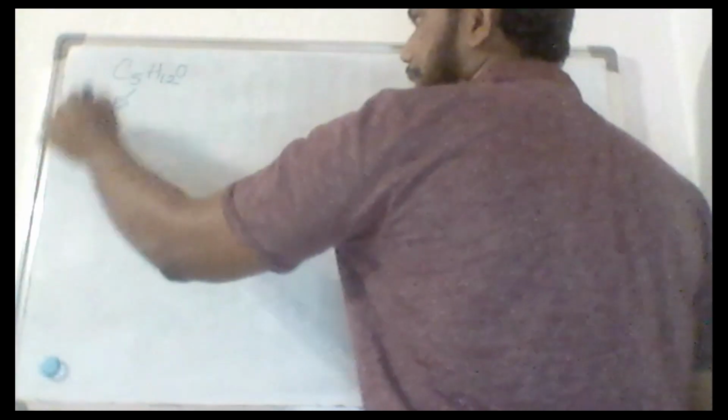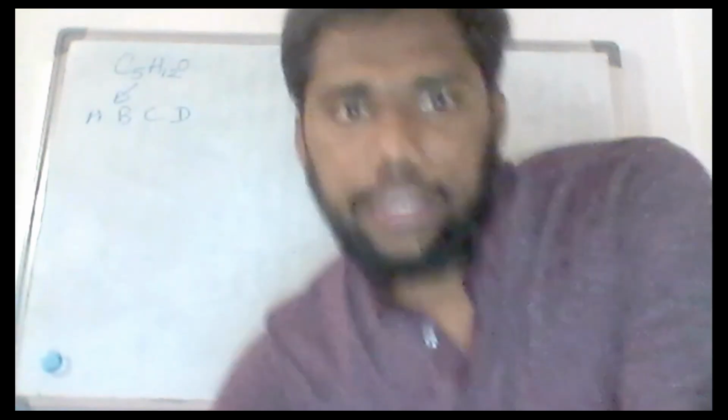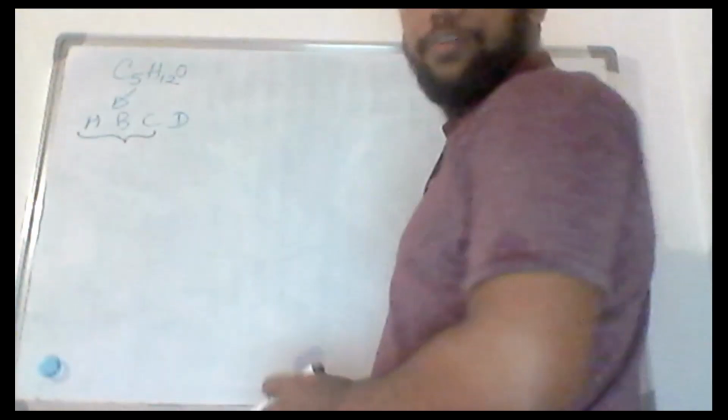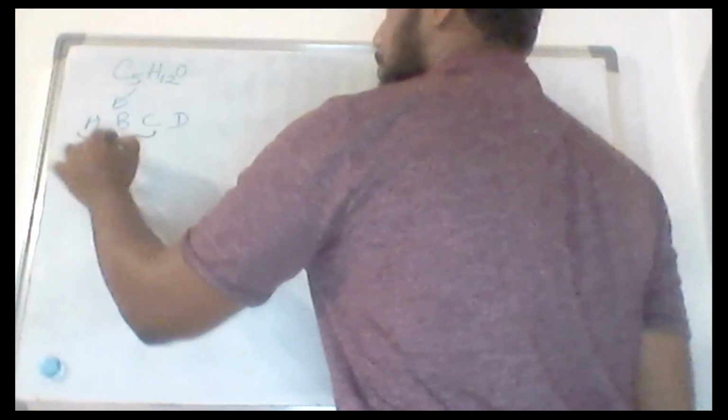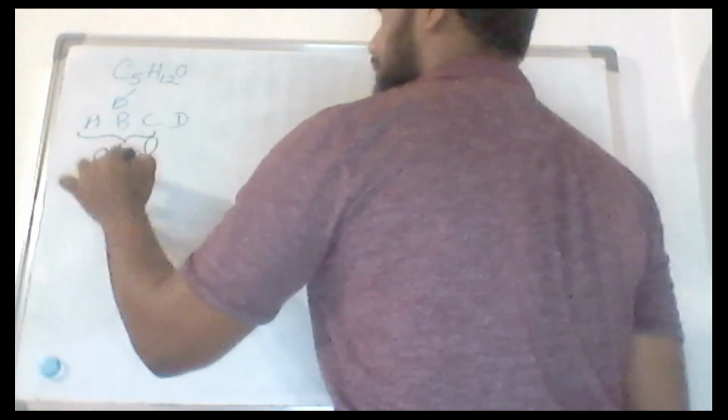So we have given a formula that is C5H12O. And this contains A, B, C, D, so 4 different structural isomers as far as they have given in the question. And we have another additional information: A, B, C show optical isomerism.